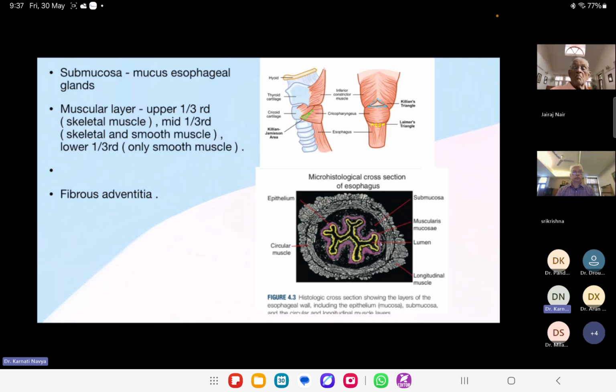The next layer is the submucosa, which contains the mucous esophageal glands. The third layer is the muscular layer, in which the upper one third of the esophagus has skeletal muscle, the mid one third has both skeletal and smooth muscle, whereas the lower one third has only smooth muscle. And the fibrous adventitia. There is no serosa layer in the esophagus.